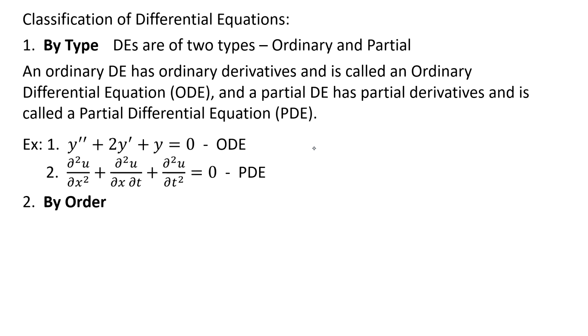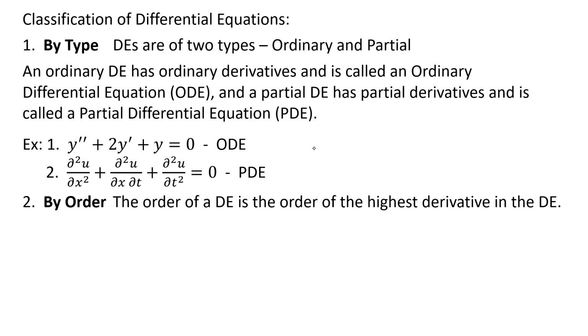By order. This is getting interesting. By order. The order of a differential equation is the order of the highest derivative in the differential equation. Let's see. The order of a differential equation is the order of the highest derivative in the differential equation. What? I don't have an example? Yeah, I don't. Because I'm going to solve a few problems and show you. Okay? Just be patient, please. And I'll show you all of those things with quite a bit of examples.